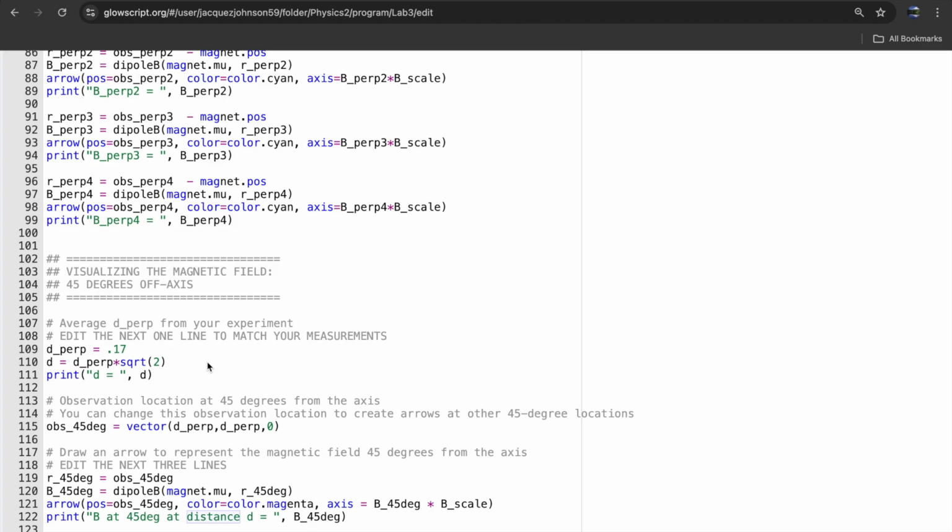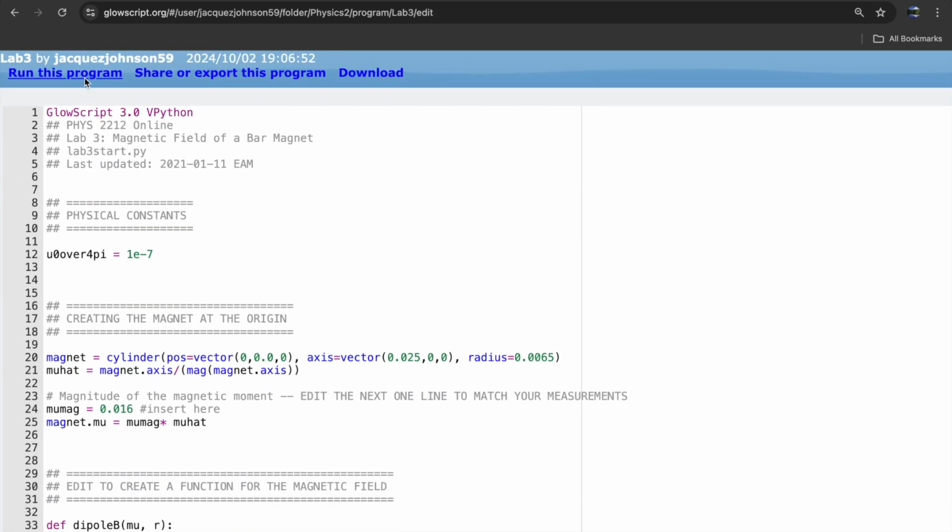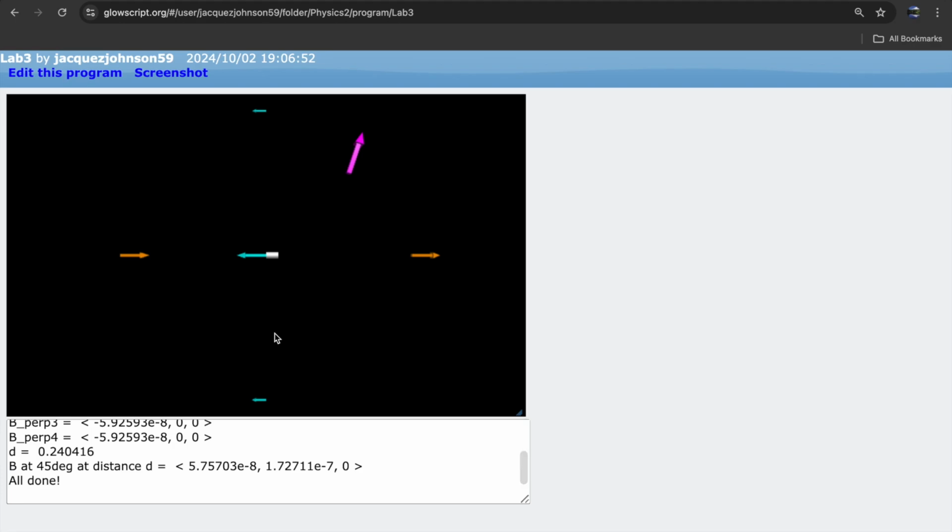Then we're going to calculate the R, which is the distance between. And since it's at the origin, it's just going to be the observation itself. Then we send it through our defined function again to get the final B at the 45-degree angle. And we have a magenta arrow to represent that. I'm going to run our code so we can see exactly how it looks.